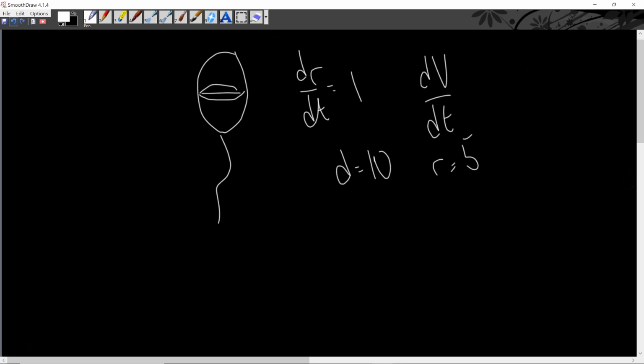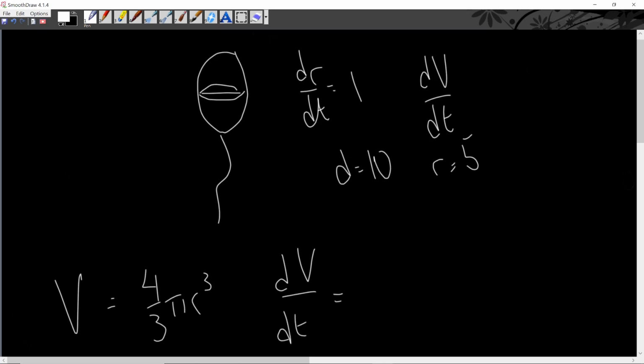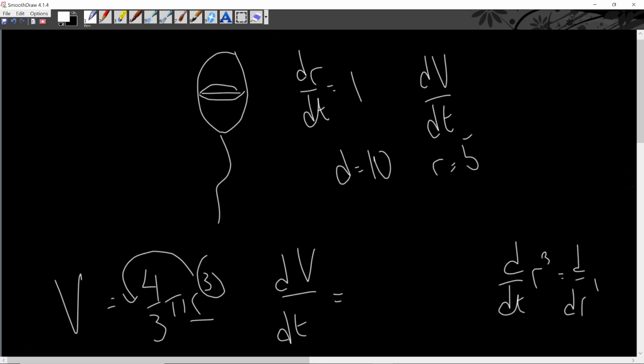So now we have to find, well, let's look at the relationship that we have. We have the volume of a sphere, so that will be 4/3 pi r cubed, and we have to find the rate of change of the volume with respect to time, so dV/dt. We multiply that 3 out there, and again we're doing chain rule of this r cubed. We're doing d/dt of r cubed is equal to d/dr of r cubed, so differentiating r cubed with respect to r, and then multiplying that by dr/dt.